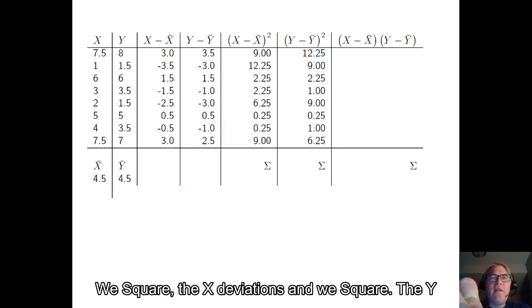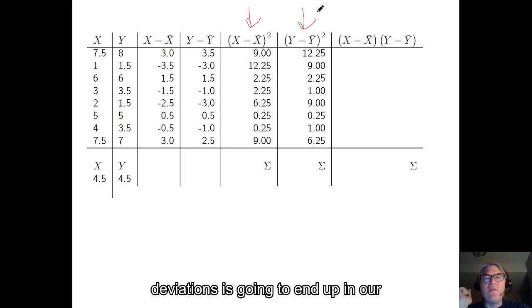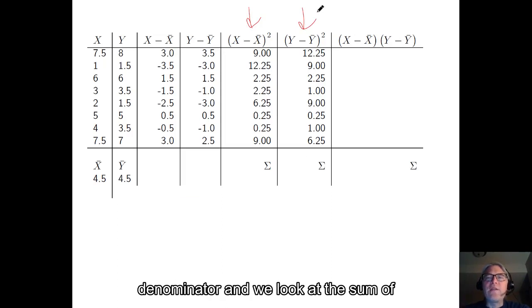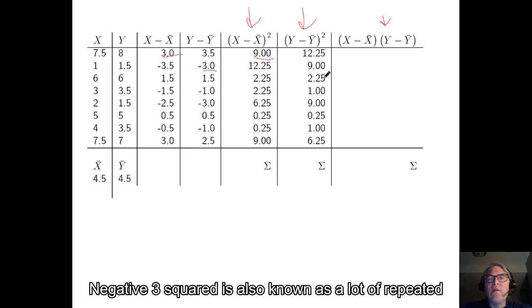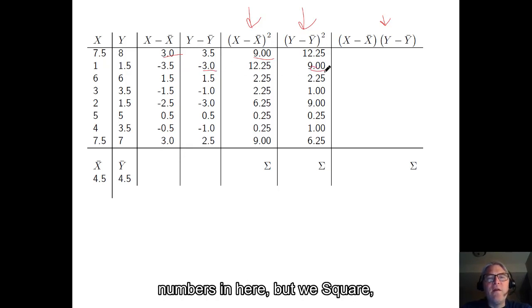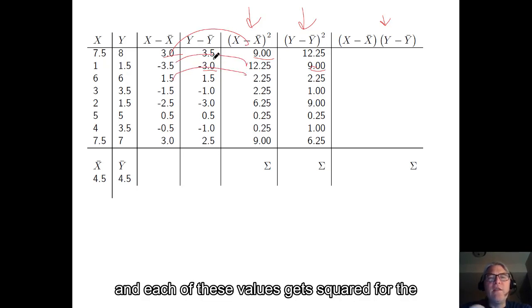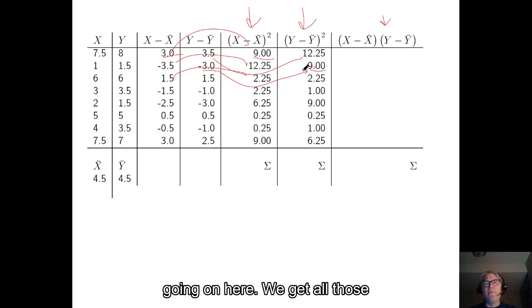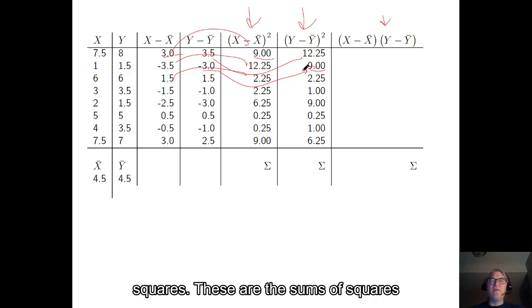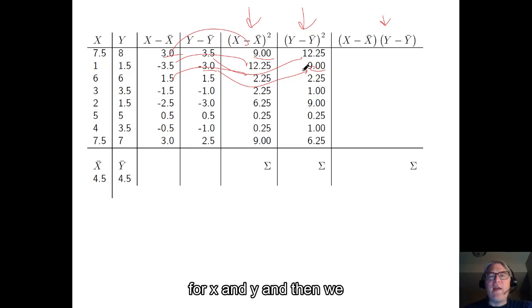We square the x deviations and we square the y deviations. Those are going to end up in our denominator. And we look at the sum of products. So 3 squared is 9, and negative 3 squared is also 9. There's a lot of repeated numbers in here. But each of these values gets squared, and each of these values gets squared for the y squared values. So that's all that's going on here. We get all those squares. These are the sums of squares for x and y, and then we can sum them up.